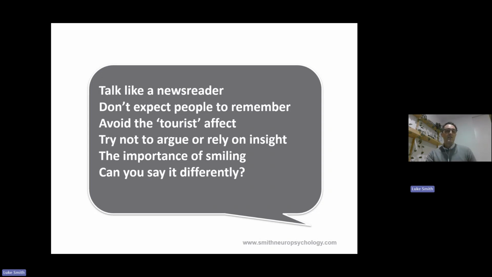When someone is showing a behaviour of concern, sometimes it's just easy to think, I need to talk like a newsreader right now. Don't expect people to remember. A really common trigger for people's agitation, particularly when they live with Alzheimer's disease, is when family and staff say to them, don't you remember? Don't you remember I said we were going out for lunch today? Don't you remember that I said I'd be back in 5 minutes? Don't you remember you haven't had a shower today?